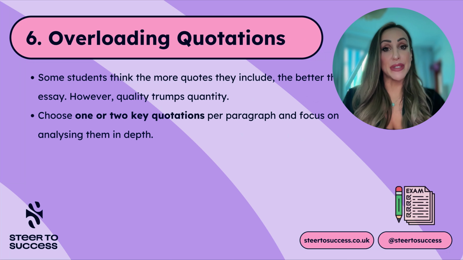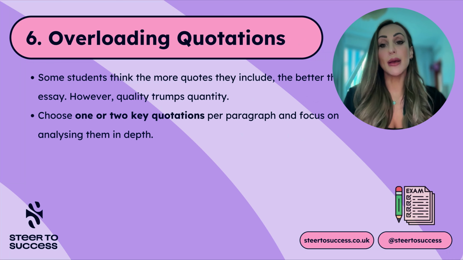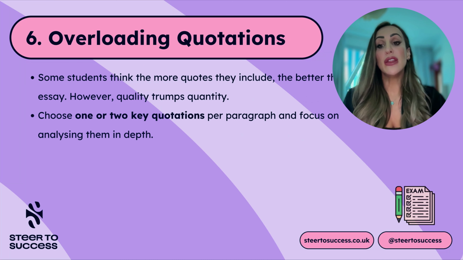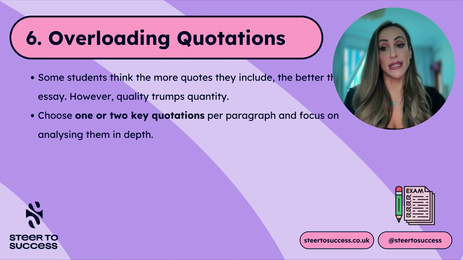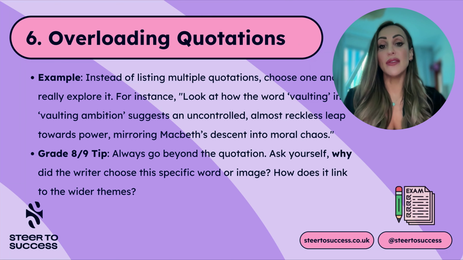And then also number 6, overloading quotations. I have mentioned this in other sessions, but some students think that the more quotes they include, the better their essay. However, quality trumps quantity. So choose 1 or 2 key quotations per paragraph and focus on analysing them in depth. So as an example, instead of listing multiple quotations, choose 1 and really explore it. Obviously, you can use 2 or 3, but start with 1 and really explore that before rushing to the next.